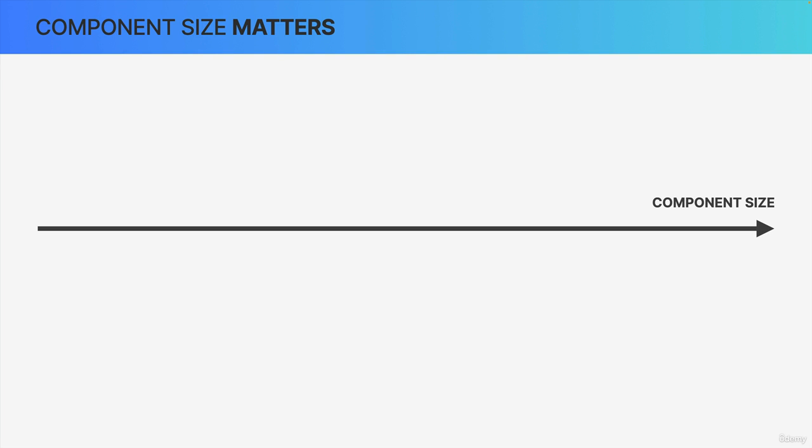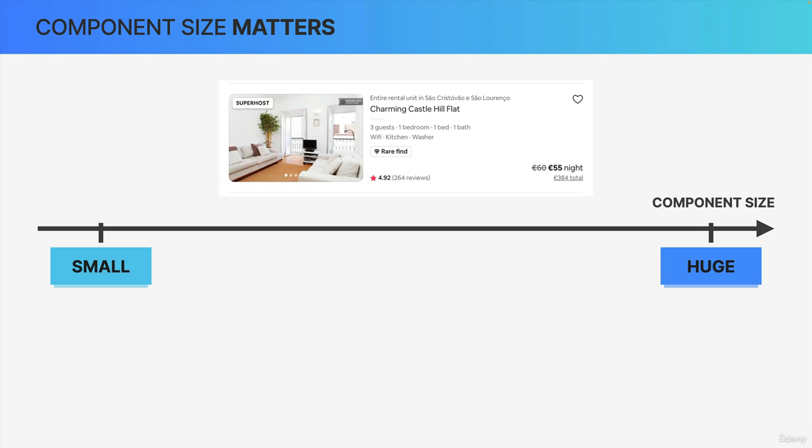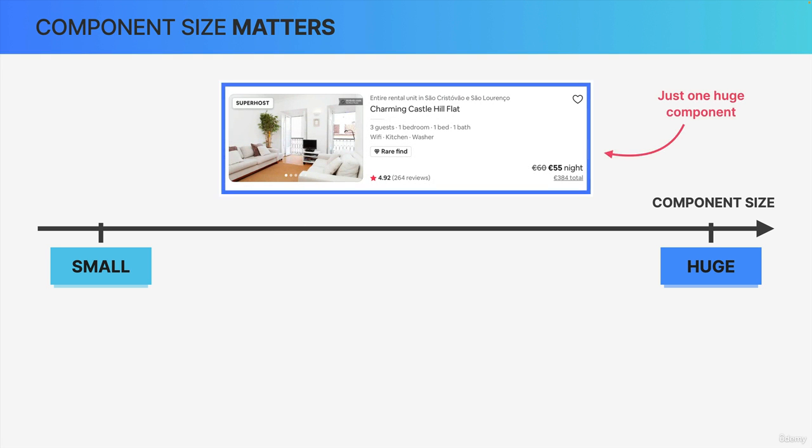And one way in which we can start answering those questions is by looking at component size. So we can classify every component based on its size, which means that we can place every component on this axis of component size. On one side, we have really small components, and on the other extreme, we have huge components. And many times, none of these extremes are ideal. So imagine that we wanted to build this simple card. One way of doing it would be to create just one huge component for the entire card. However, that would create a whole set of problems.